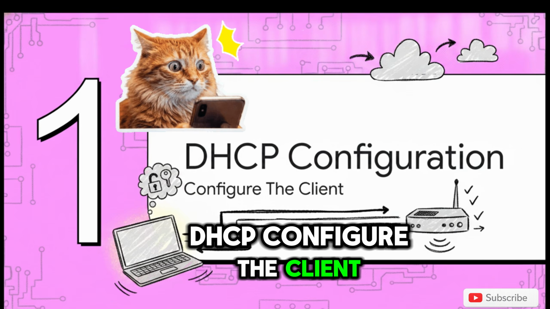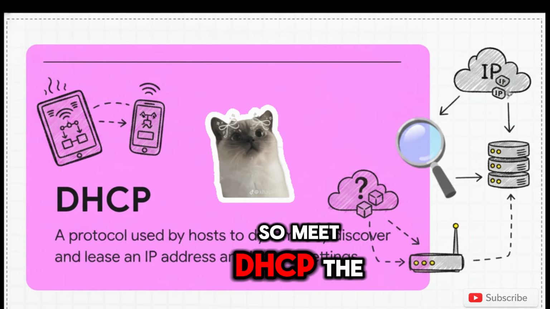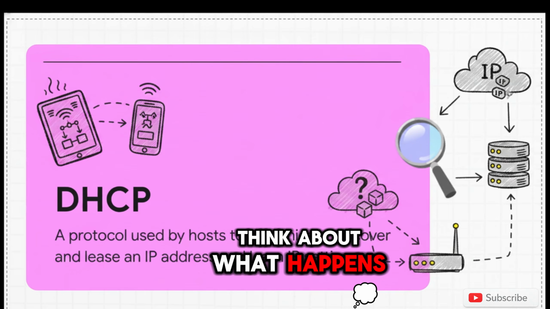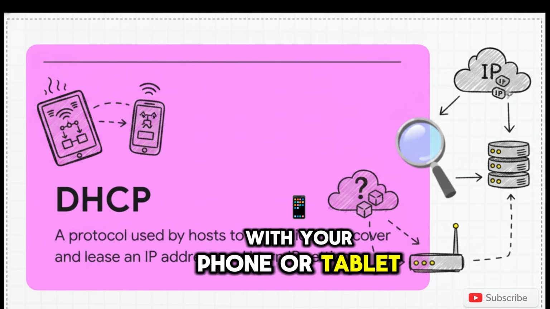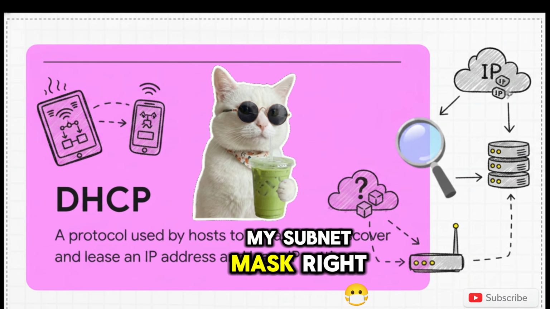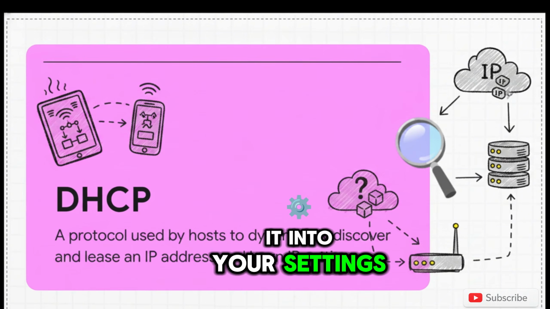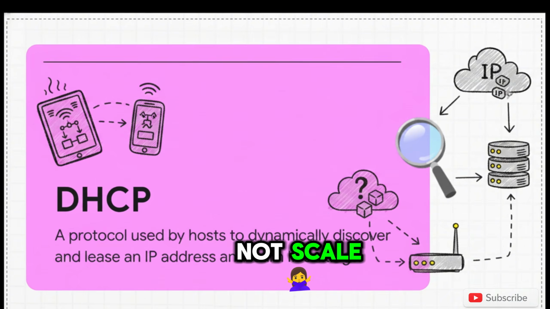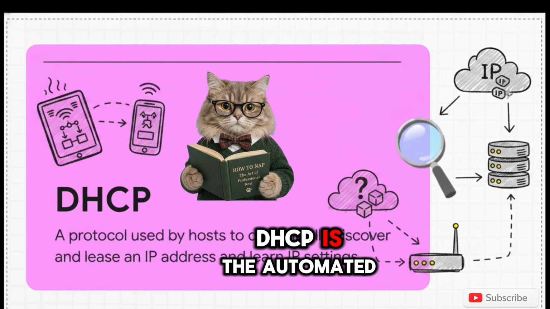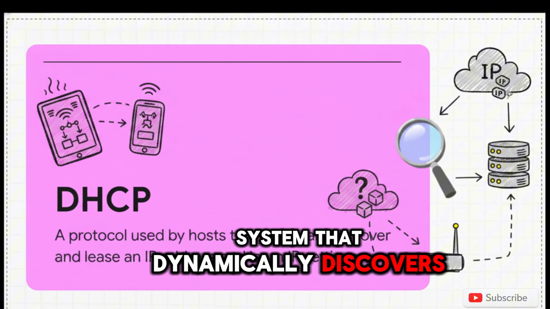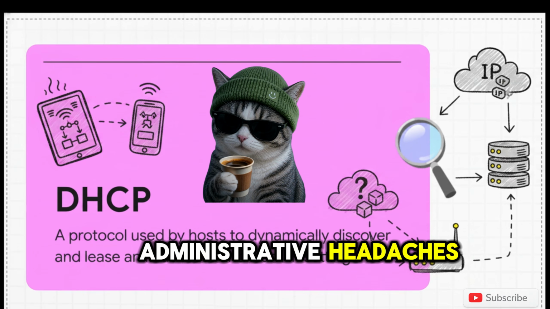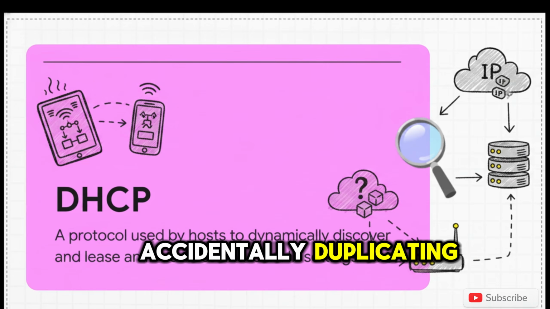DHCP, configure the client. So meet DHCP, the Dynamic Host Configuration Protocol. Think about what happens when you walk into a local coffee shop with your phone or tablet. You don't walk up to the barista and say, "Hey, can I get a latte and what's my subnet mask?" Right? You don't manually type it into your settings. Manual addressing simply does not scale in modern enterprise or wireless networks. It'd be a nightmare. DHCP is the automated system that dynamically discovers and leases an IP address to your device. It saves IT staff from administrative headaches and keeps users from accidentally duplicating IP addresses.